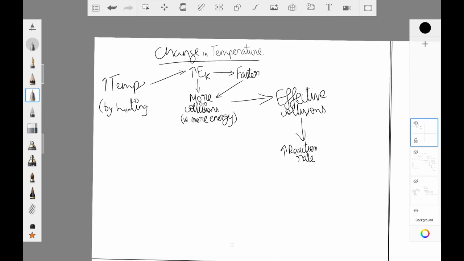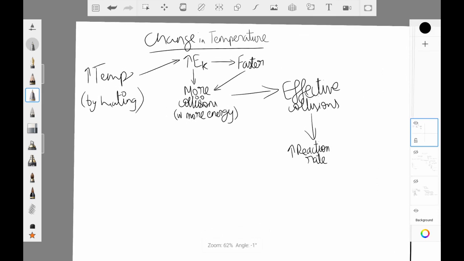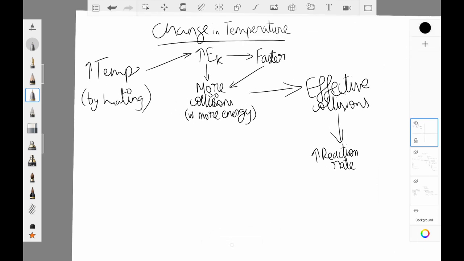Now let's look at the theory of how changes in these factors can cause a change in the reaction rate. So let's say I have a reaction and I increase the temperature, which you would usually do by heating it over a Bunsen burner. This actually causes the reactant particles to have more kinetic energy. So EK represents kinetic energy. And because they have more kinetic energy, they move faster, which can lead to them having more collisions. And each of these collisions will actually have more energy as well.